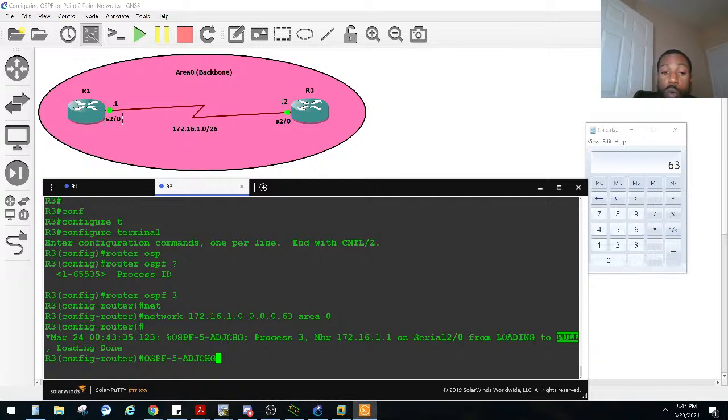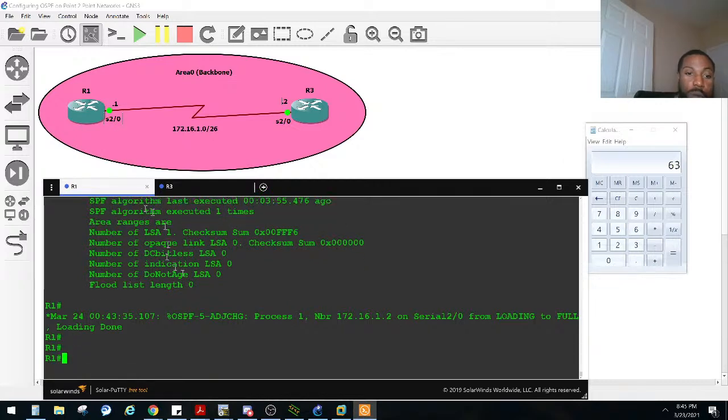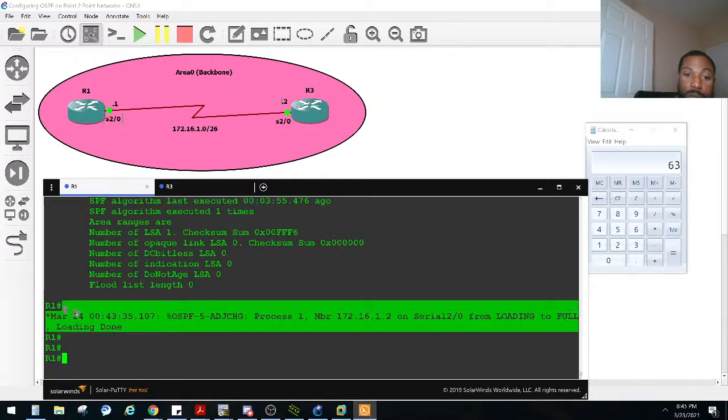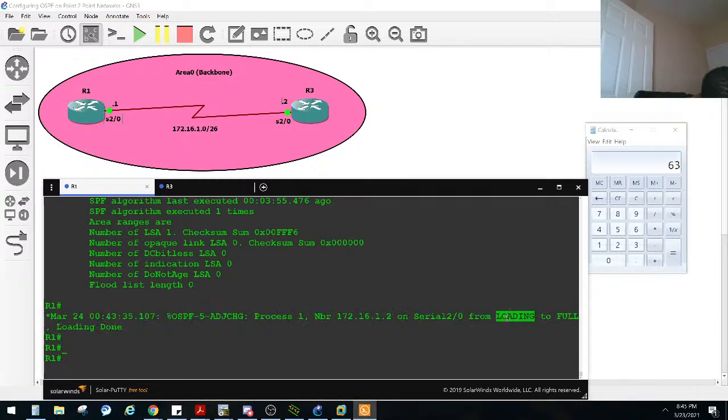Yeah, I think it won't. Let's see if it calculated that algorithm again. So notice we went to router 1, and now he said, hey, look, we got a neighbor. It went from loading to full. I think the first state is init, and then loading, and then ExStart, and then Exchange, I can't even remember what they all are. But the last one, you want to see full. And we verify that with show ip ospf neighbor.